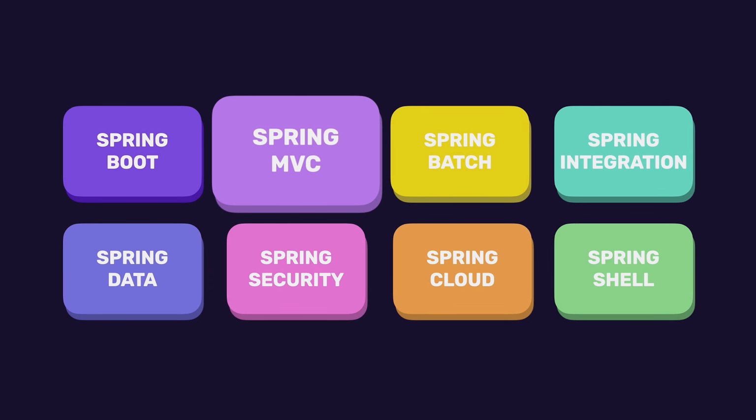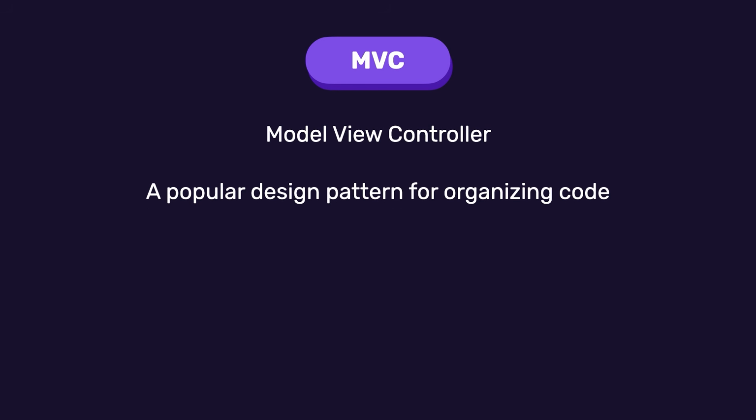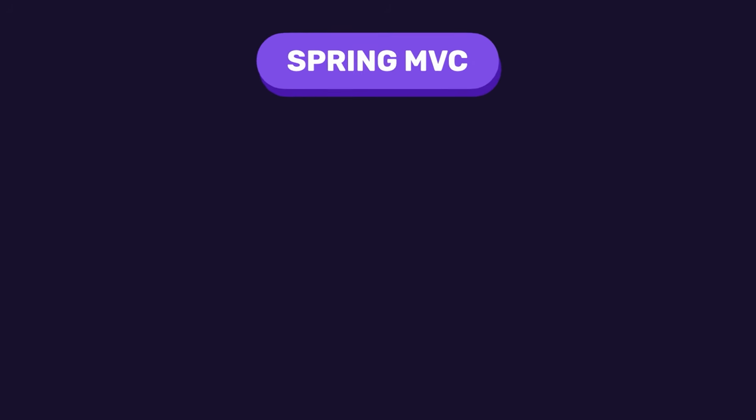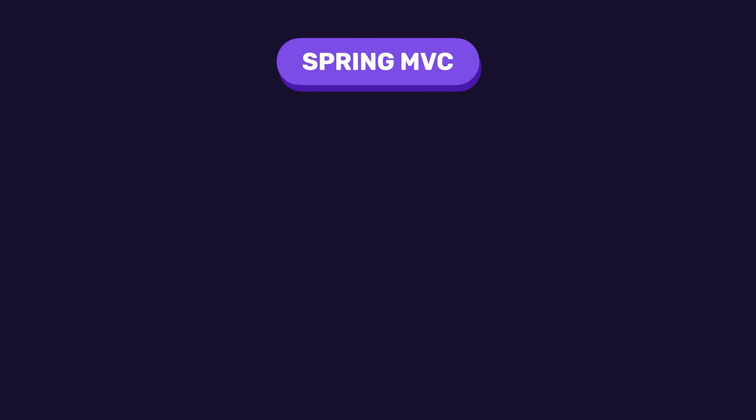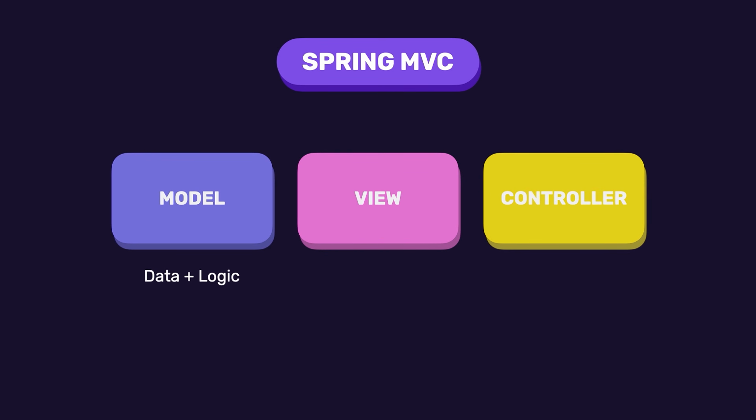But why is it called MVC? Well, MVC is short for Model View Controller. It's a popular design pattern for organizing our code and making it clean and maintainable. In Spring MVC, we have three main components: model, view, and controller. The model handles the data and business logic. The view is what the user sees, like an HTML page displayed in the browser. And controller is the middleman. It takes a request, processes it, and decides what response to send back.